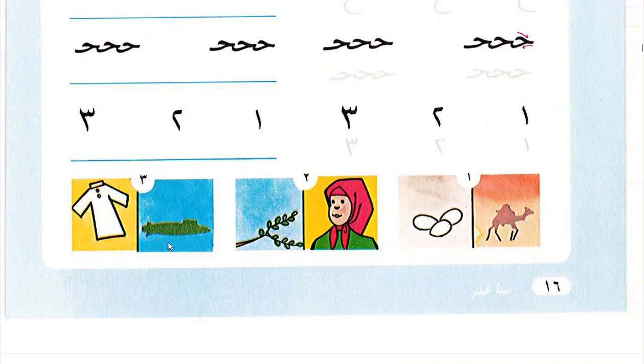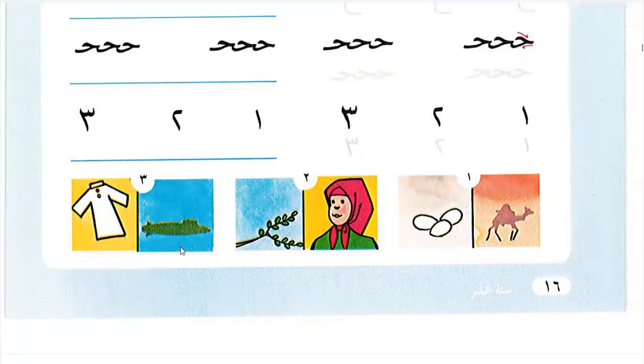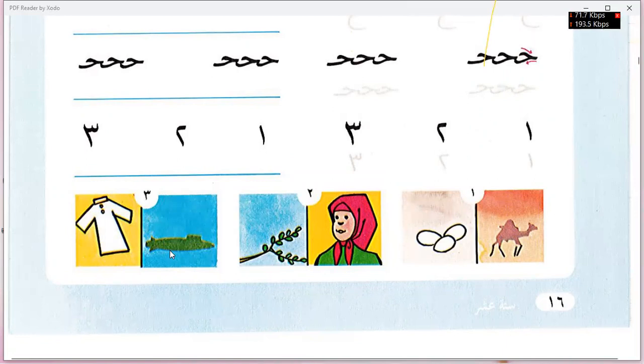Next picture. Jilbab. This picture. Which one? This one, where I have put my cursor. Do you see the cursor? No. I see it. Its name is Ghusn. Next. Ghawasa. Next picture. Ghusn, Ghawasa is the same.